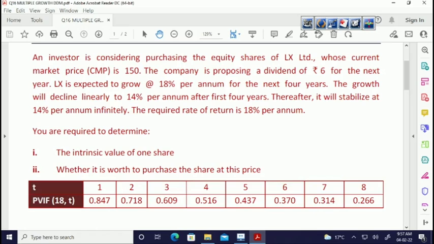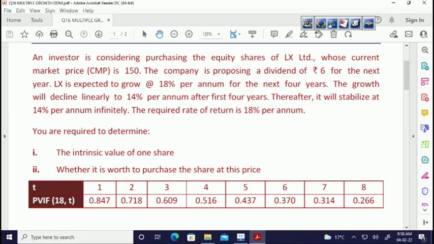Then 6 into 1.18 square into 0.609. That's the present value of D3. Then 6 into 1.18 cube into 0.516. That's the present value of D4. Then 6 into 1.18 cube into 1.17, that's the present value of D5. Then 6 into 1.18 cube into 1.17 into 1.16 into 0.37, that's the present value of D6.